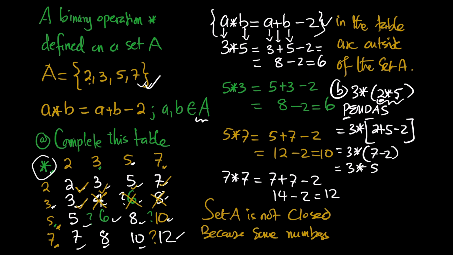And once we get here, this becomes our A, and this becomes our B minus 2. And now we get 8 minus 2. And our final answer will give us a 6.